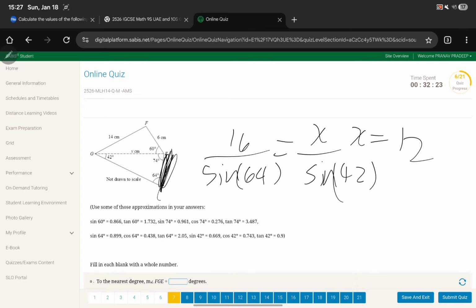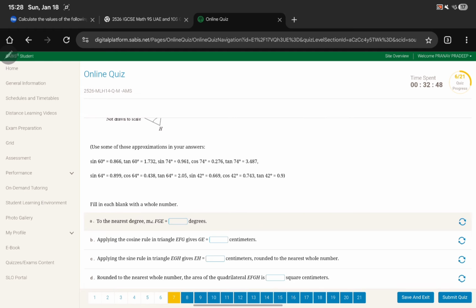Should I explain this? Okay, wait. It's because 16 is this over the angle, and EH is this, x is EH, that goes over sine 42. Now round it to the nearest whole number. The area of the quadrilateral.